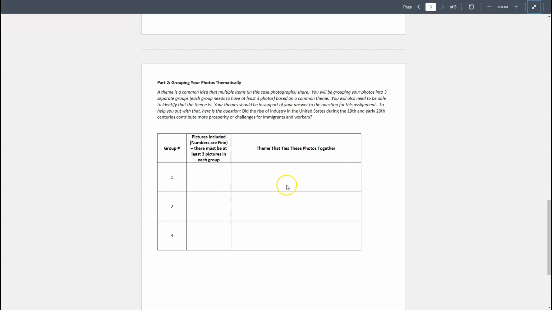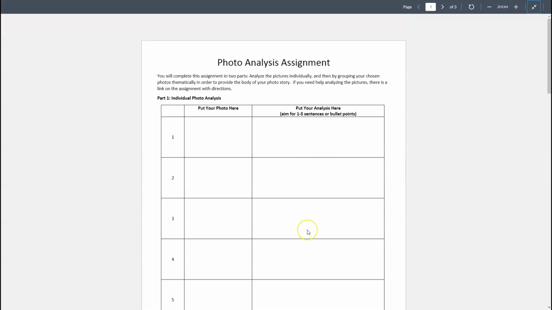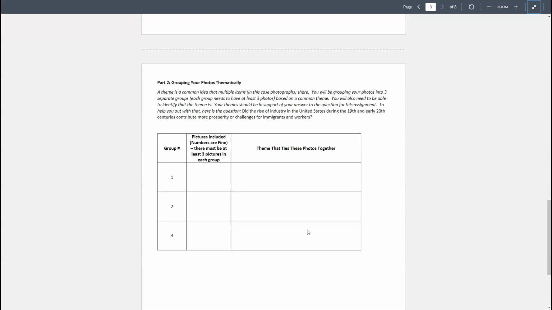Okay. So you get 12 points on the assignment for doing the individual photo analysis. That's this part up here. But there's another 3 points for putting together the groups. Okay.